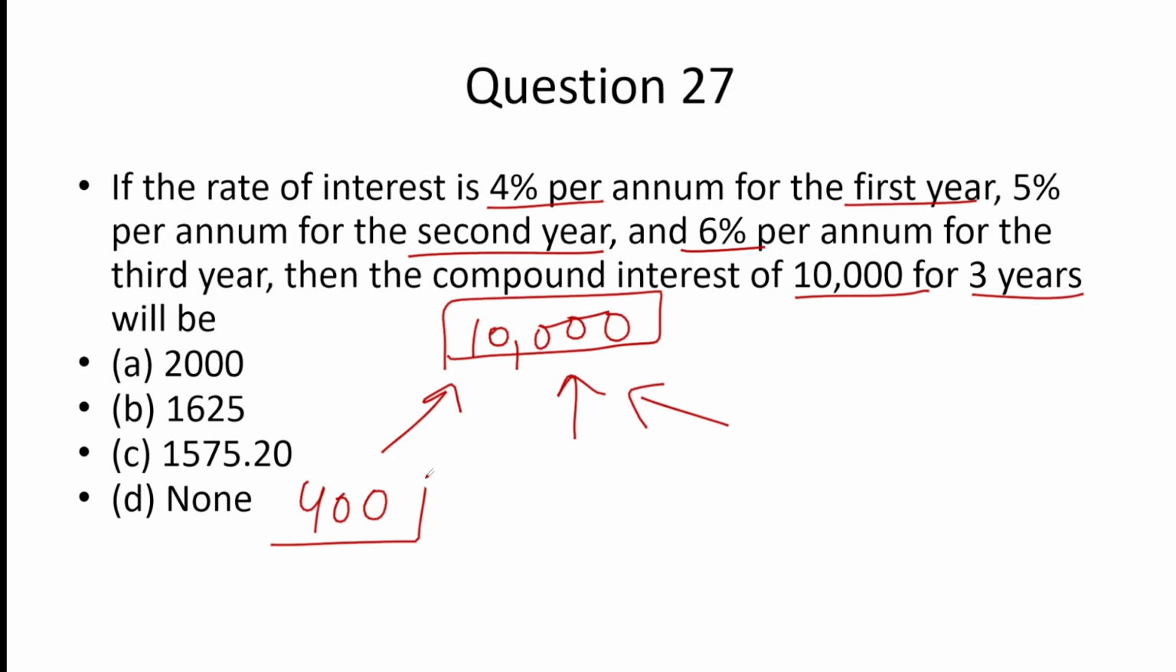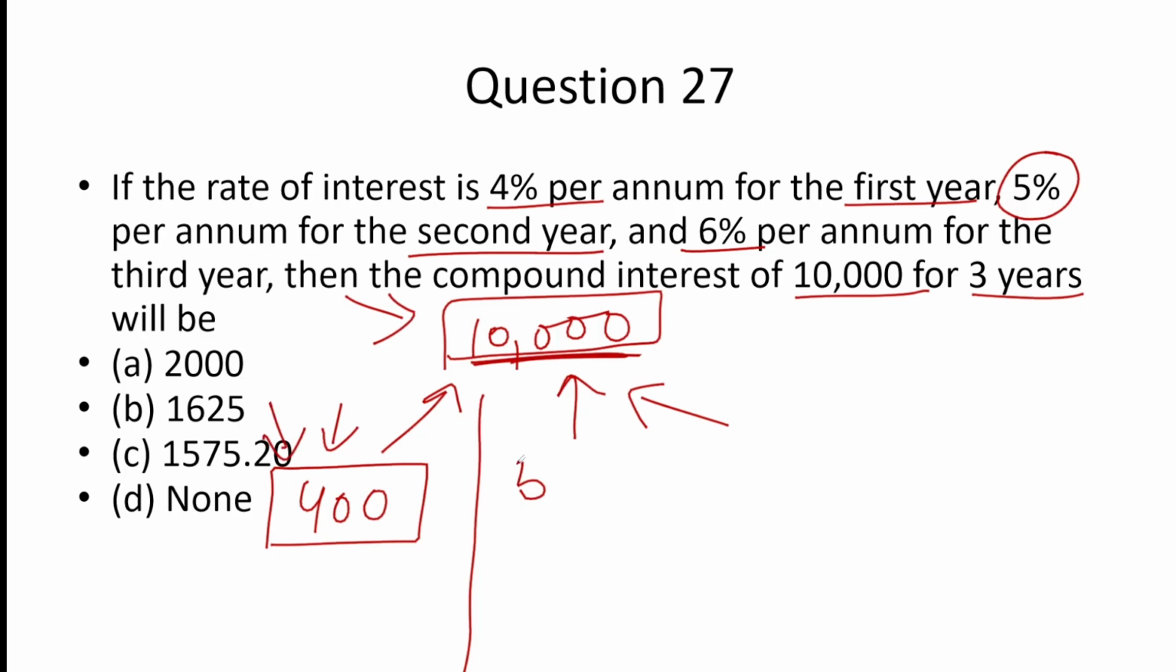For the second year, it is 5%. See, in the second year's compound interest, you will take interest on this also, and on this also. What is 5% of this? 5% of this is 500. And you will take the interest on the previous interest also. What is 5% of this? 10% is 40, so 5% will be 20. Okay, this is for the second year.